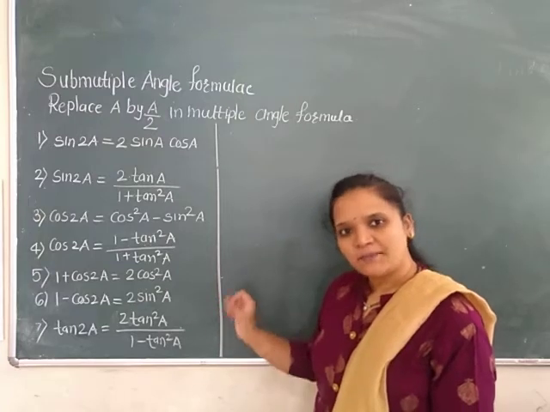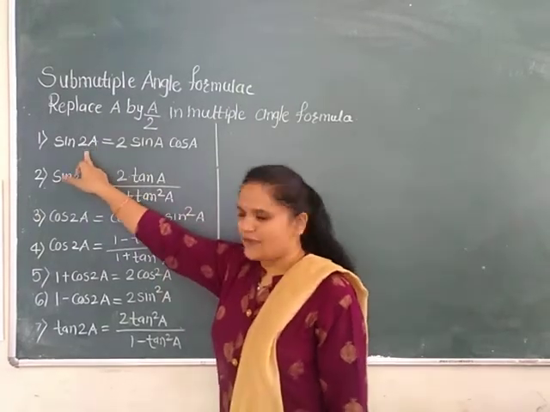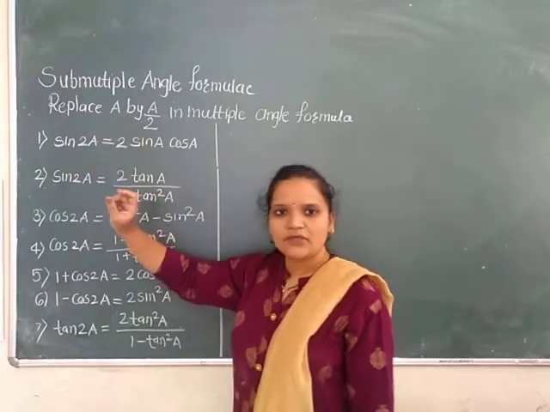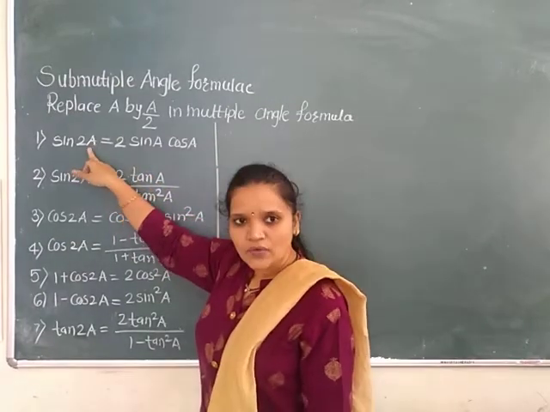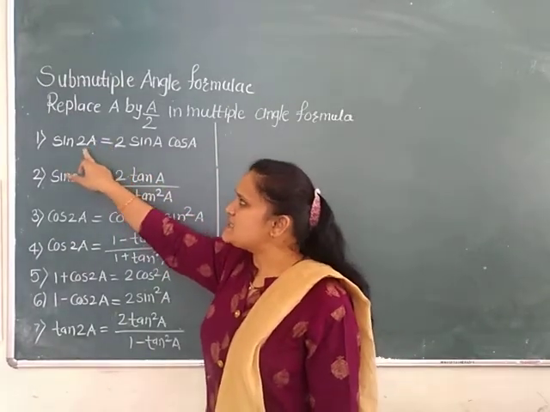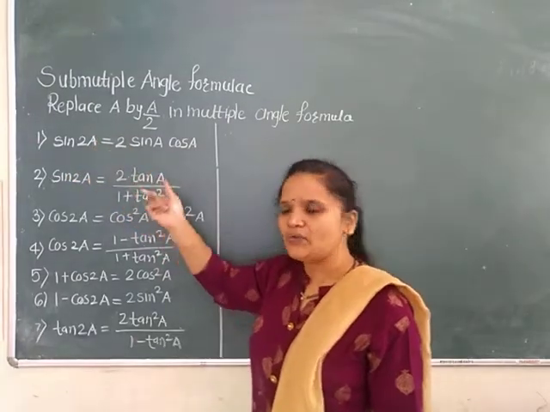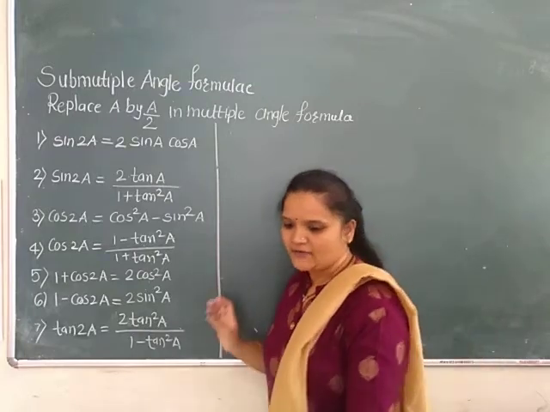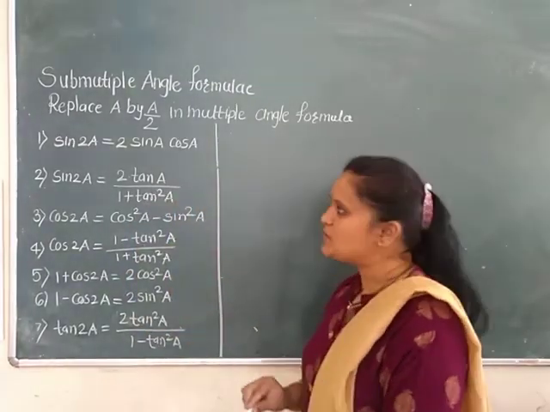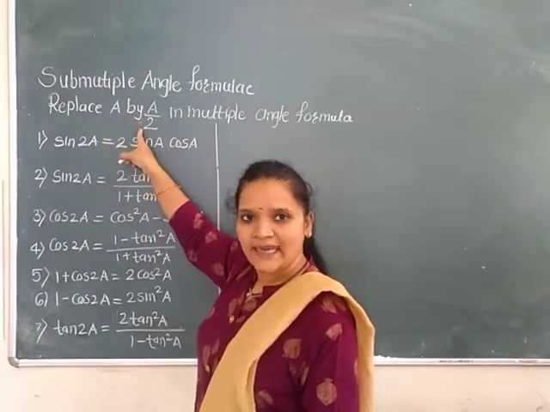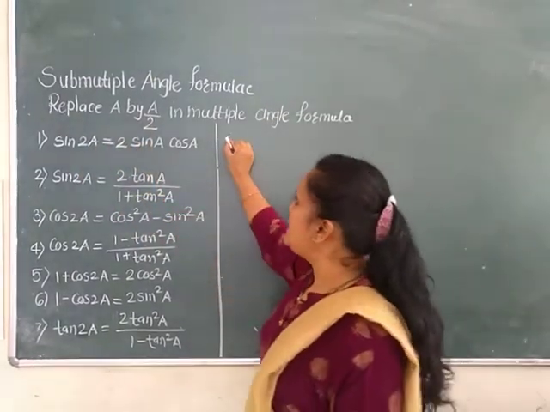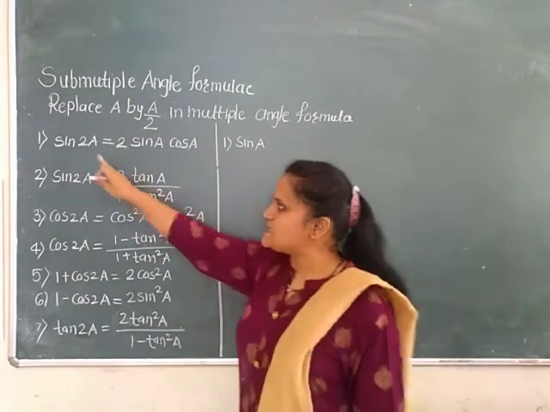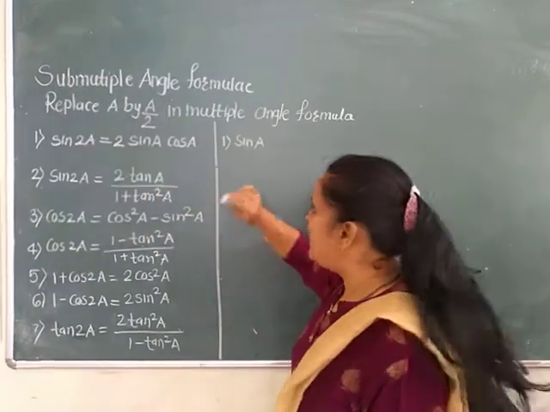Now how to derive the sub-multiple angle formula? This is 2a. If we want to write this formula for only a, then we are going to replace this 2a by a. Means if we replace a by a by 2, then what we get here is the sub-multiple angle formula. I will write them one by one. Instead of a, I am going to write a by 2 here. So for the first formula, for sin a, here 2a is replaced by a by 2.